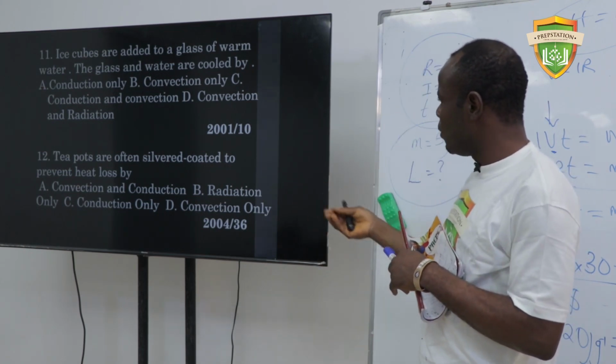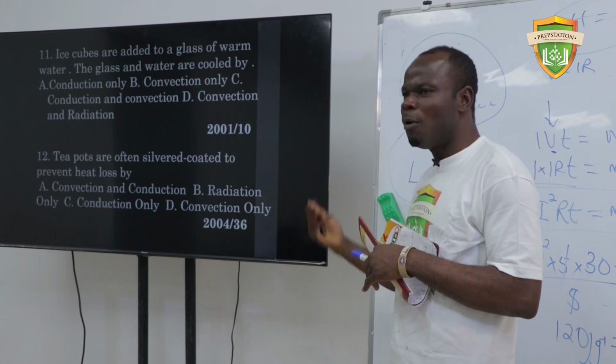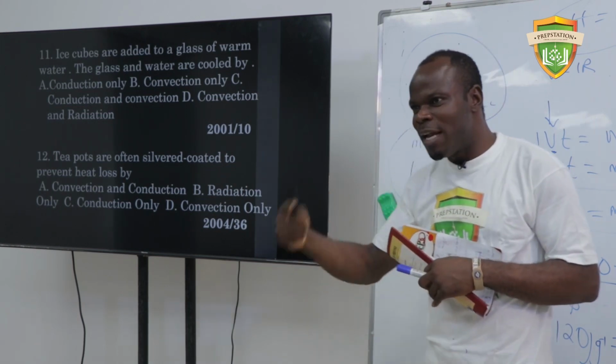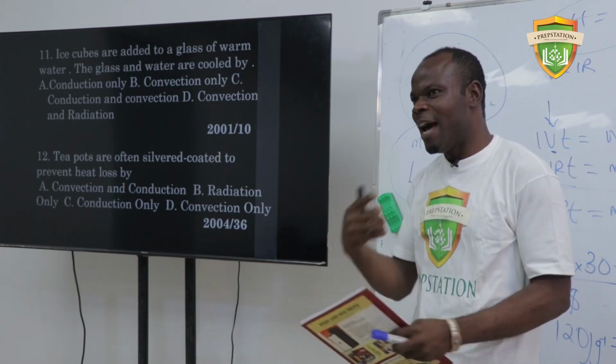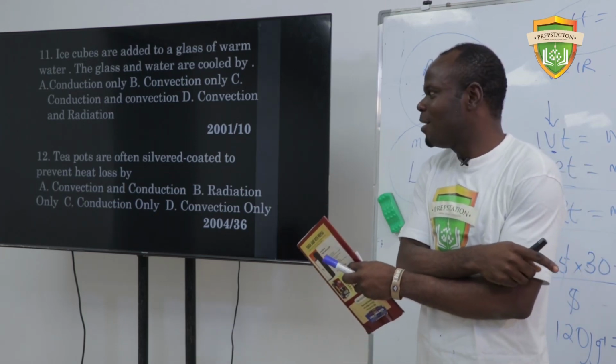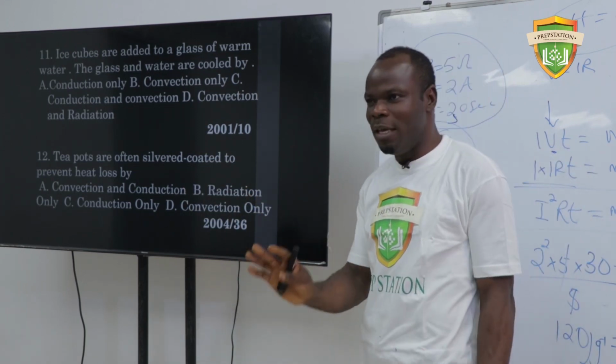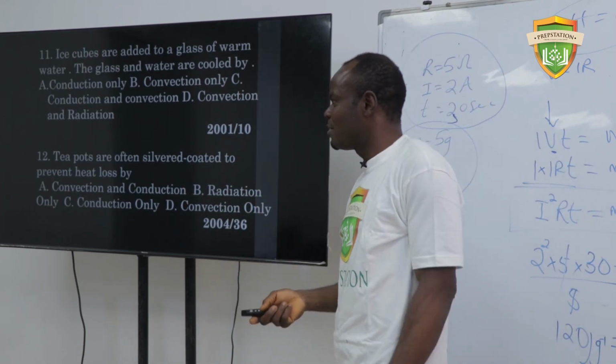Is it radiation only? Is it conduction only? And is it convection only? The teapot is meant to keep the hotness inside and it should not get outside. So definitely we don't want it to radiate out. The correct answer is B. Radiation is the answer to it.